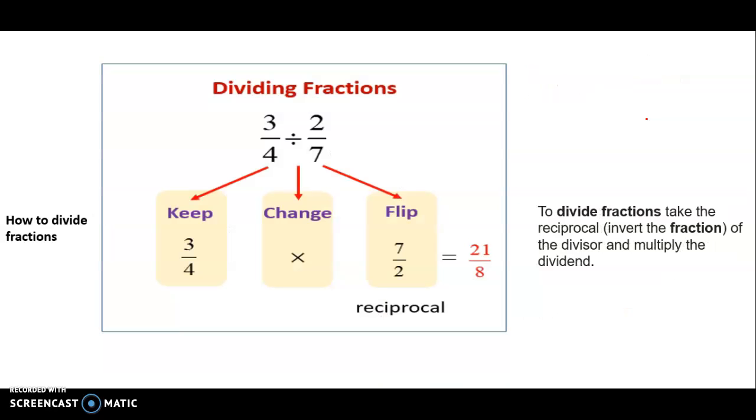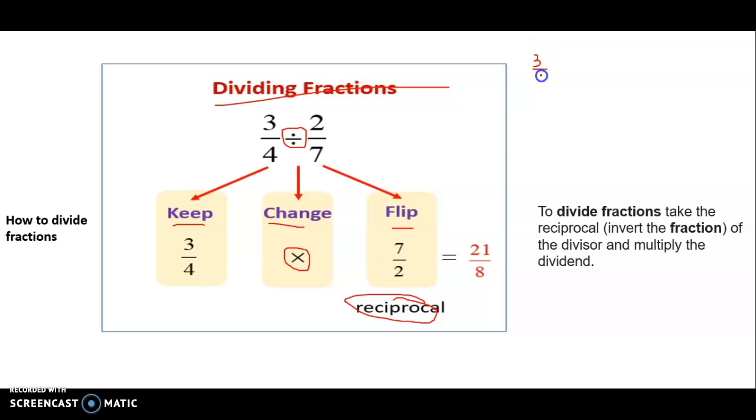But last and not least, how to divide, the most complicated part, but it's really easy. We just do keep, change, flip, and we're going to be working with the reciprocal. So right here, we keep it. Now we change this sign to this sign, and we flip 2/7 to 7/2. It's going to be equal to 20/8. Now I'm going to put an example.